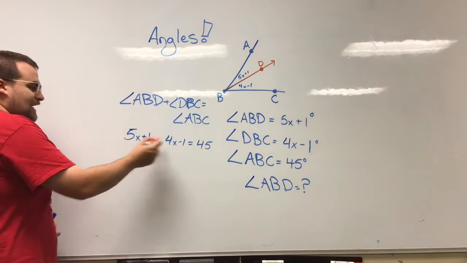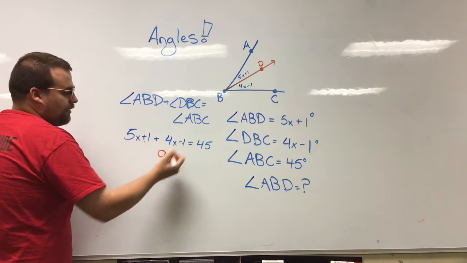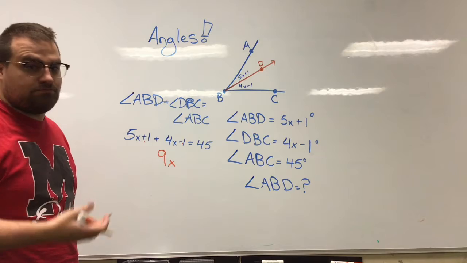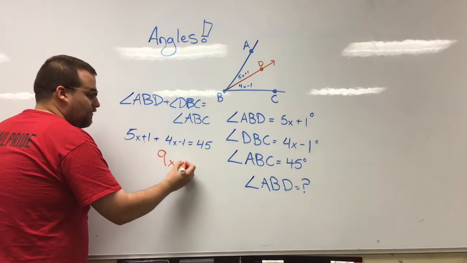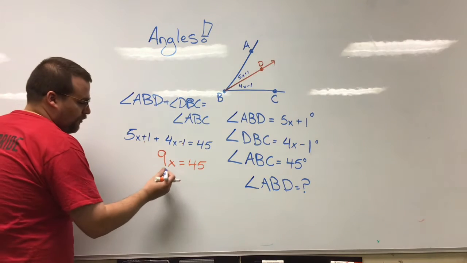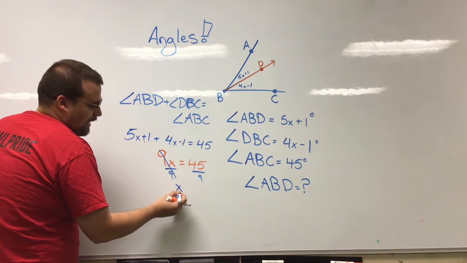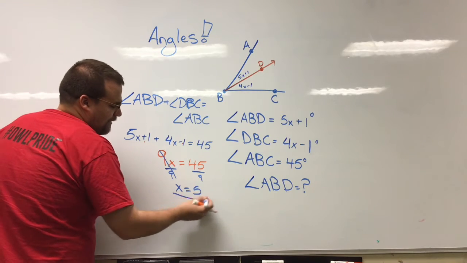Well, 5x plus 4x gets me 9x. 1 minus 1 gets me nothing. So I have 9x equals 45. And to get x on its own, we'll divide by 9. Now that tells me x is 5.